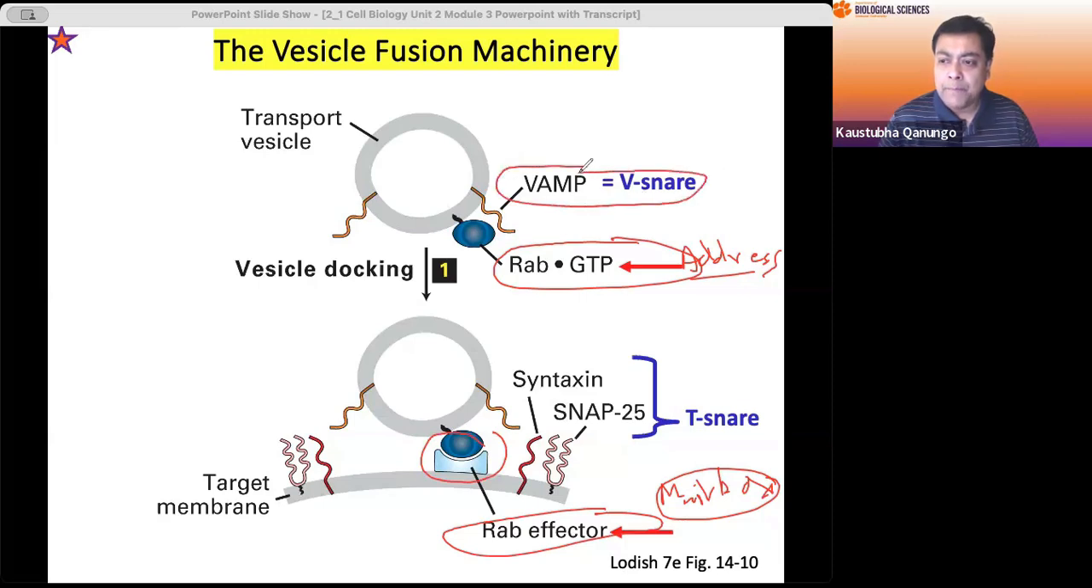VAMP is a specific name. This is the vesicle SNARE. Syntaxin and SNAP-25 are specific names. They are t-SNAREs. Individual names are not required. V-SNARE, T-SNARE, good enough.